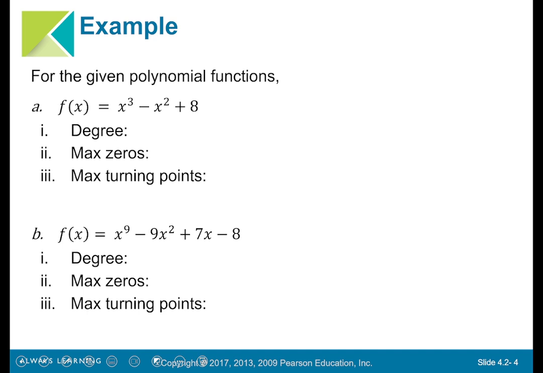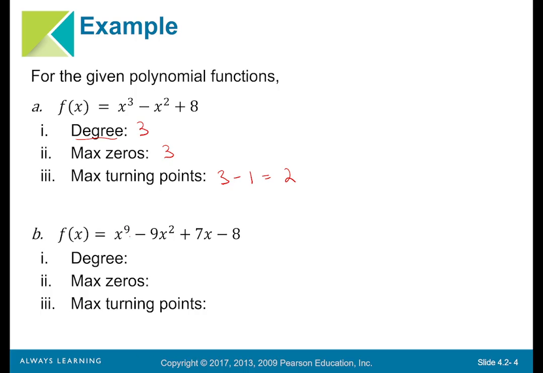So looking at our graph, x cubed minus x squared plus 8. Our degree, our largest exponent essentially here, is 3. So the maximum number of zeros we can have is 3. And the maximum number of turning points is 3 minus 1, which is 2.